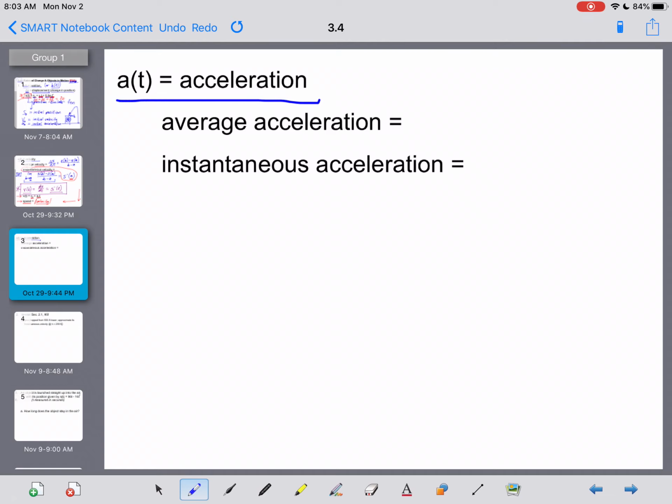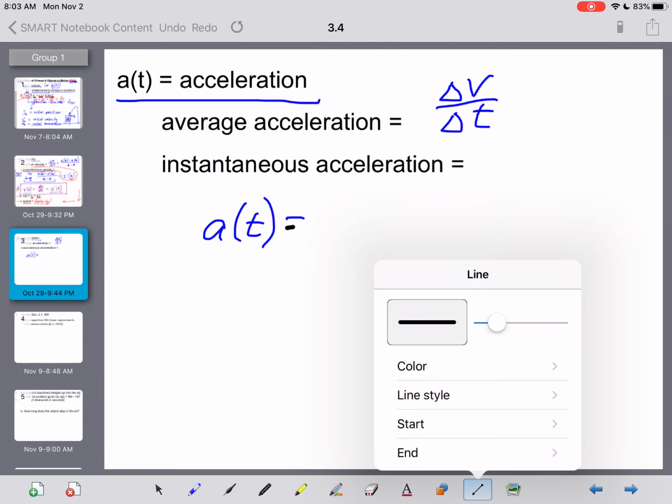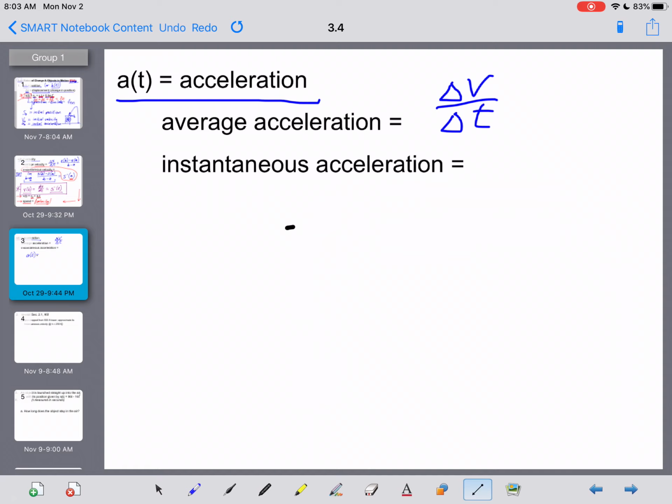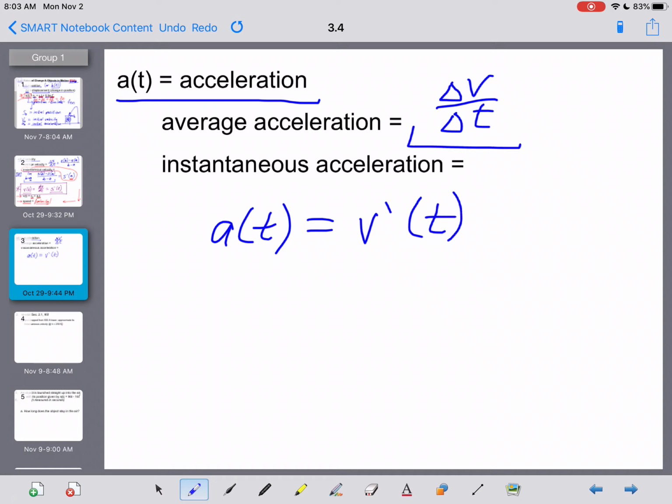Our formula for average acceleration would simply be a change in velocity divided by a change in time. And the formula for instantaneous acceleration, guys, let's just cut to the chase: you can find your A of t, your instantaneous acceleration function, by simply taking the derivative of your velocity function. It's really taking a limit as that delta t approaches zero of that difference quotient right there.